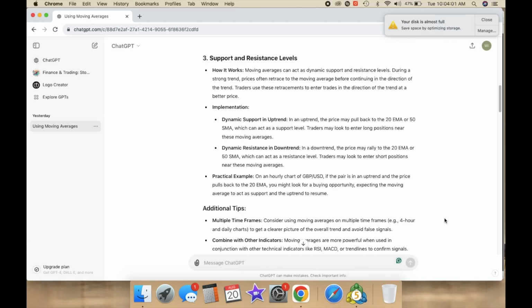All right, so we're gonna go ahead and go over the third way to use moving averages, and this way is using the moving average as a support or resistance level. How it works: moving averages can act as dynamic support and resistance levels. During a strong trend, prices often retract to the moving average before continuing in the direction of the trend. Traders use these retracements to enter trades in the direction of the trend at a better price.